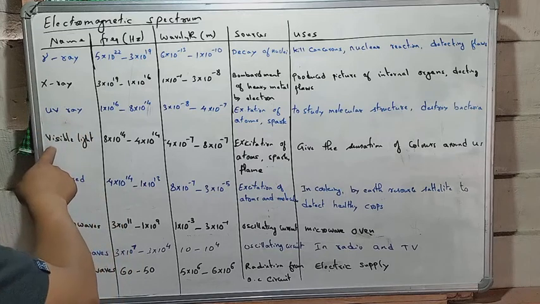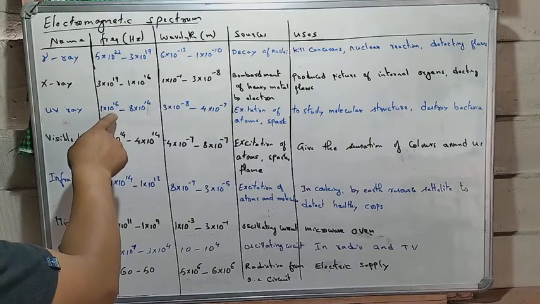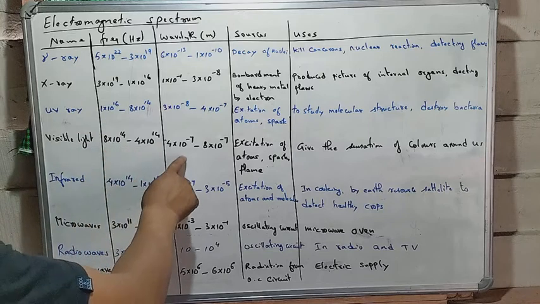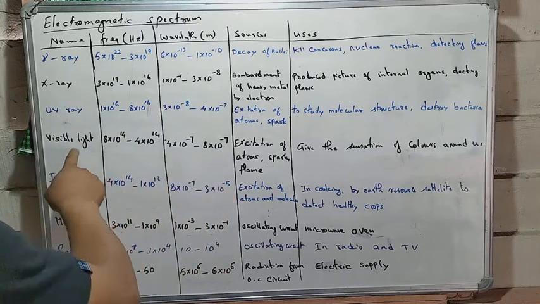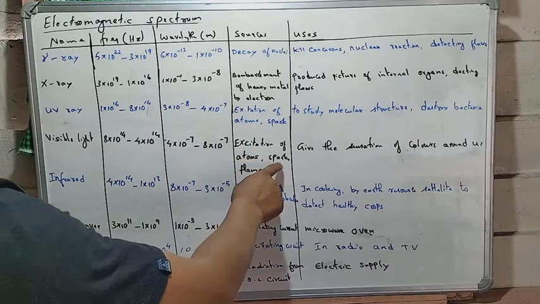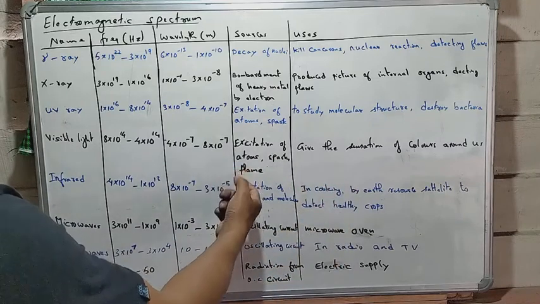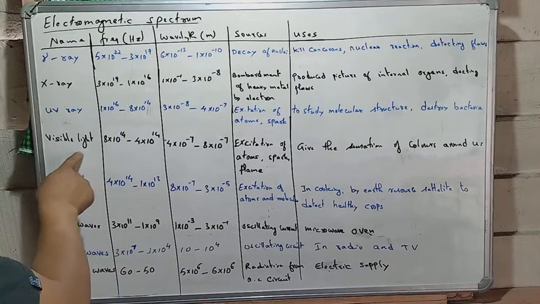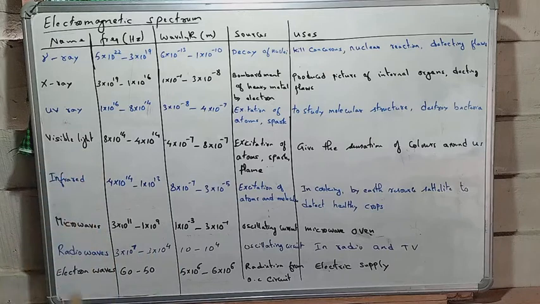Another electromagnetic wave which has a frequency less than the UV ray is visible light. Visible light has this frequency range and this wavelength range. It is produced due to the excitation of atoms, or a spark in an electric circuit, or from a flame. When you burn a candle, then you can see the colorful flame. That is because our eye is sensitive only to this type of electromagnetic wave, which is visible light.